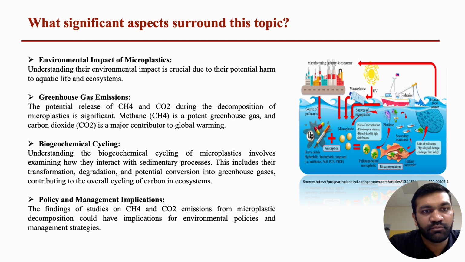Biological cycling: understanding the biological cycling of microplastic involves how they interact with sedimentary processes. This includes their transformation, degradation, and potential conversion to greenhouse gases. That is also an overall parameter of carbon in the ecosystem. Policy and management implications: the findings of studies on CH4 and CO2 emissions from microplastic decomposition could have implications for environmental policy and management strategy. So these are all the significant topics which I found related to this topic.